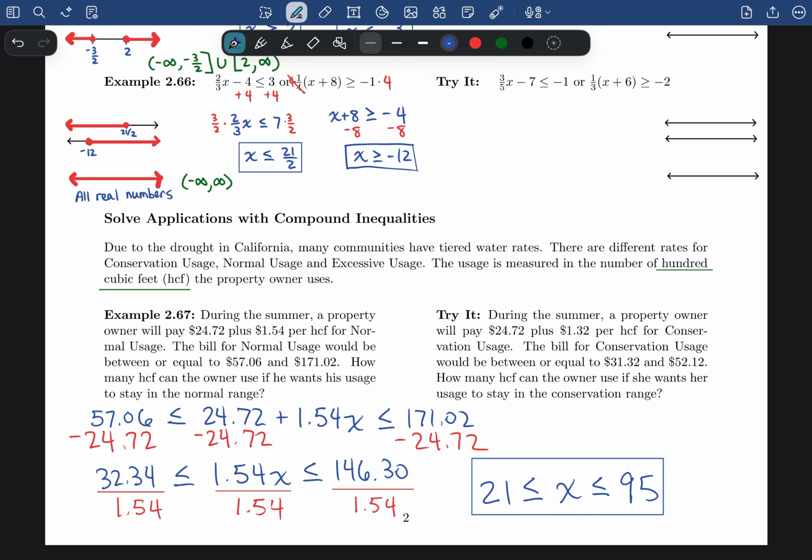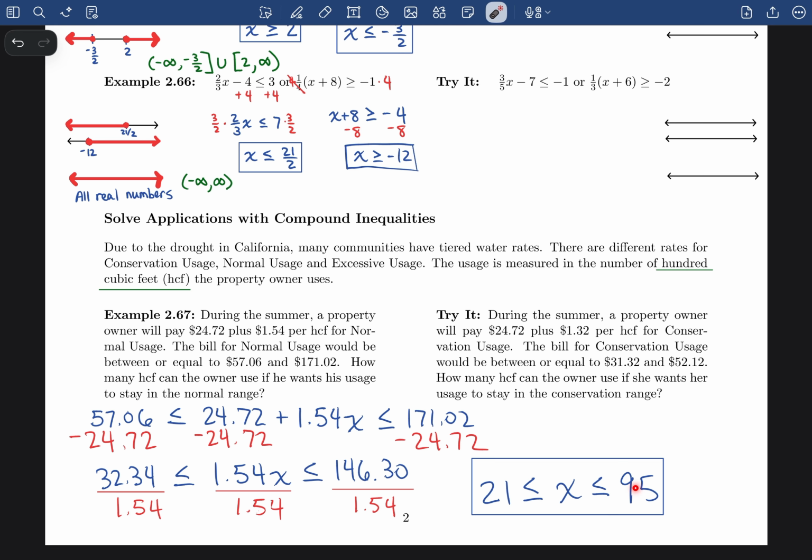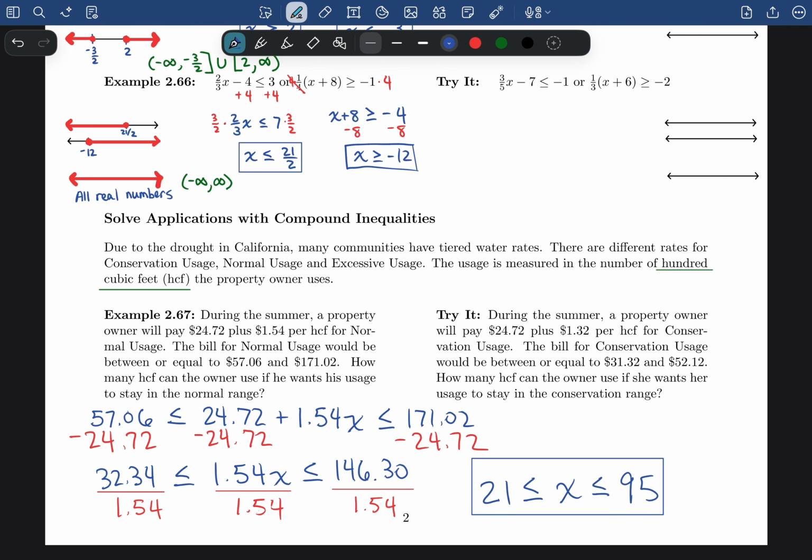So what does this result mean? It means the owner can use between 21 and 95 HCF, right? 100 cubic feet of usage of water. So I'll write that. The owner can use between 21 and 95 HCF. And we have concluded this set of notes.